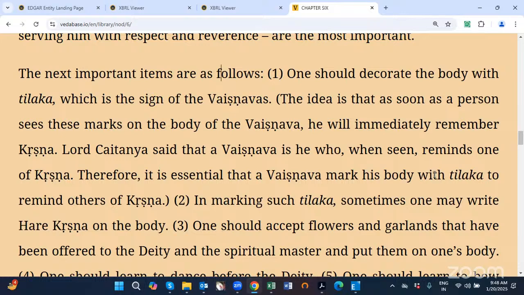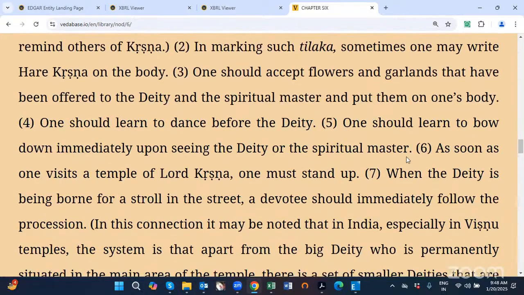Second, in marking of such tilaka, sometimes one may write Hare Krishna on the body. Third, one should accept flowers and garlands that have been offered to the deity and spiritual master and put them on one's body. Fourth, one should learn to dance before the deity.